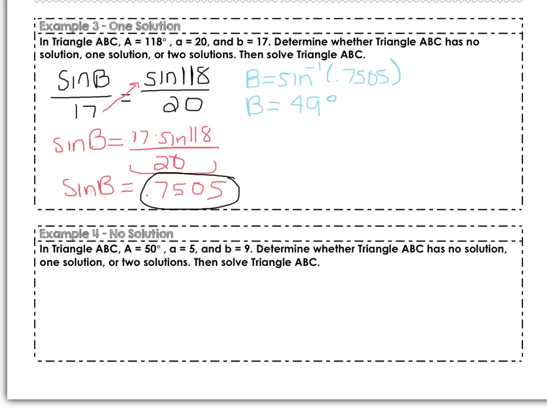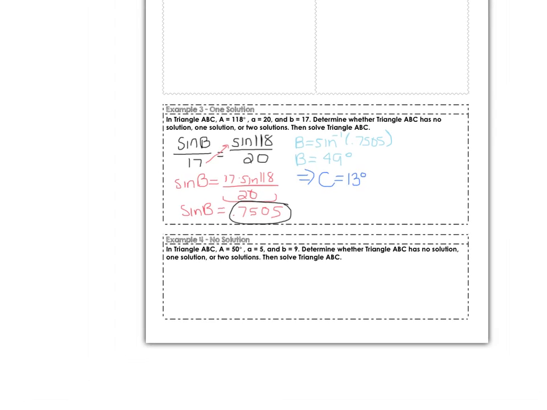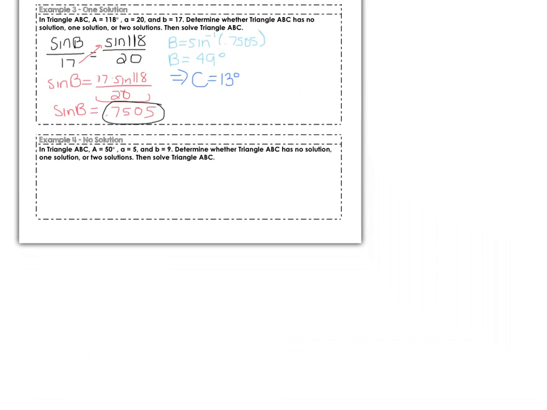So if angle B is 49 degrees and angle A is 118 degrees, and the total degrees of a triangle is 180, this tells me that C is approximately 13 degrees. All right, I'm going to zoom out and talk about why this one actually does not have two solutions.